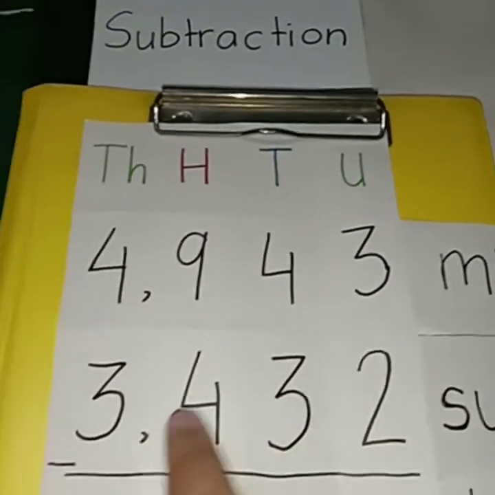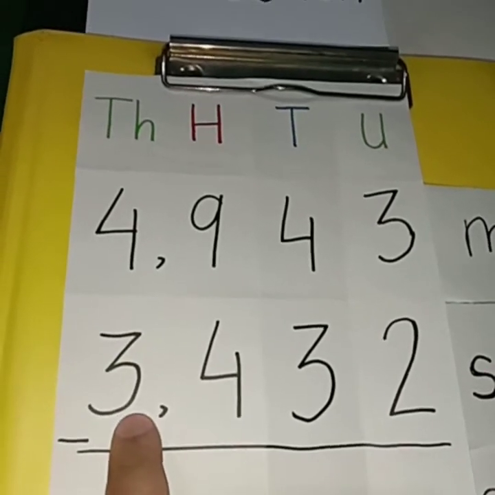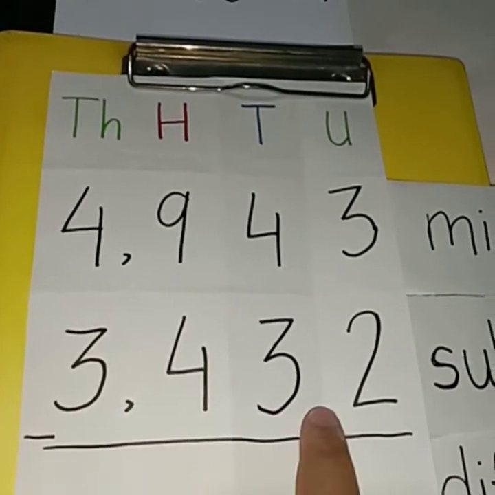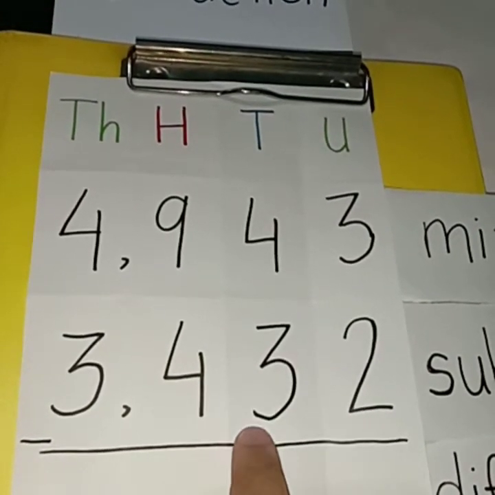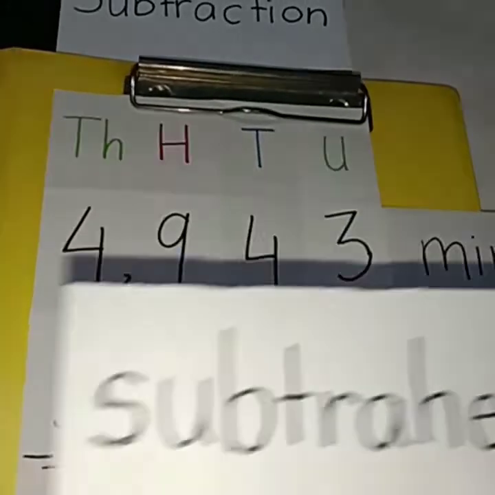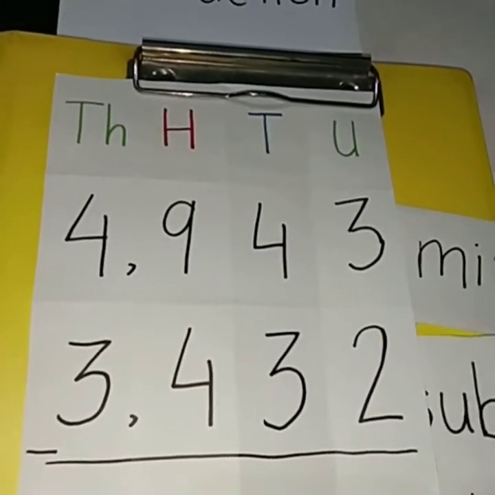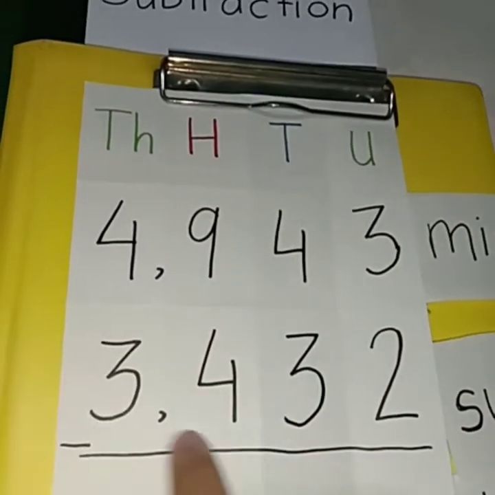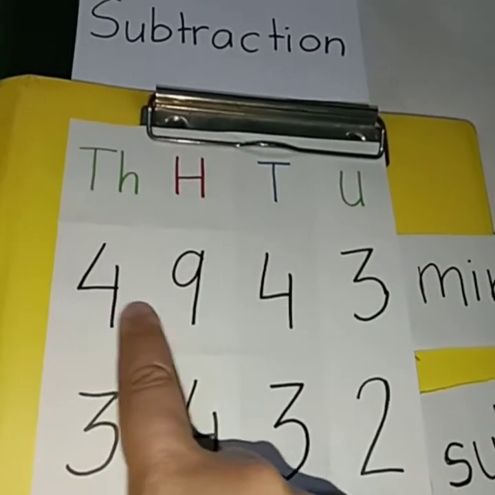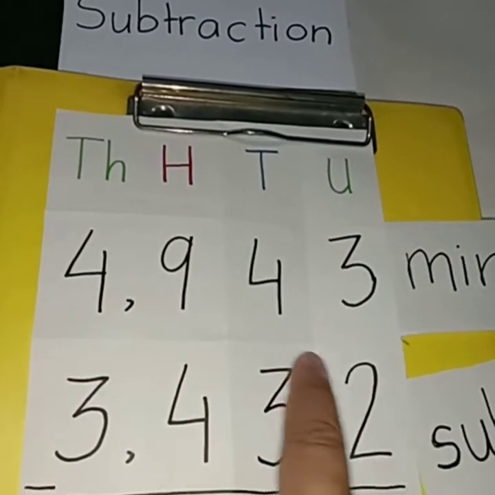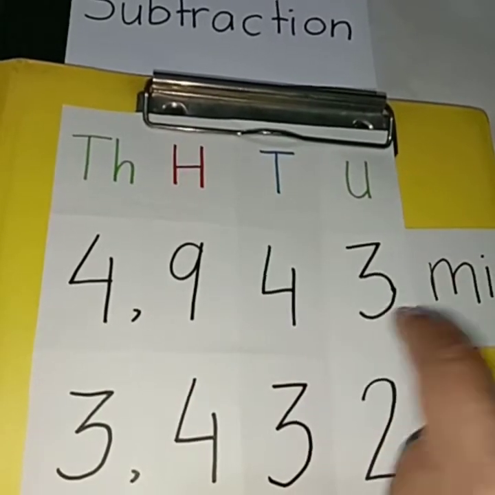And then the number at the bottom here, the second number, 3,432. This is what we call the subtrahend. Subtrahend is the amount of number that we are going to take away from the minuend. So we are going to take this amount of number from this minuend.